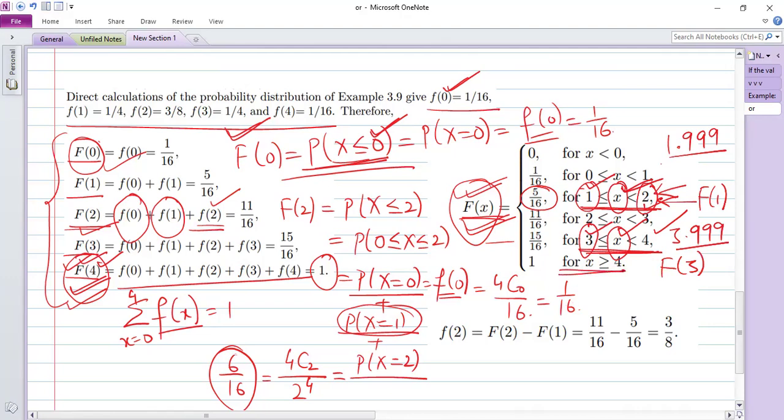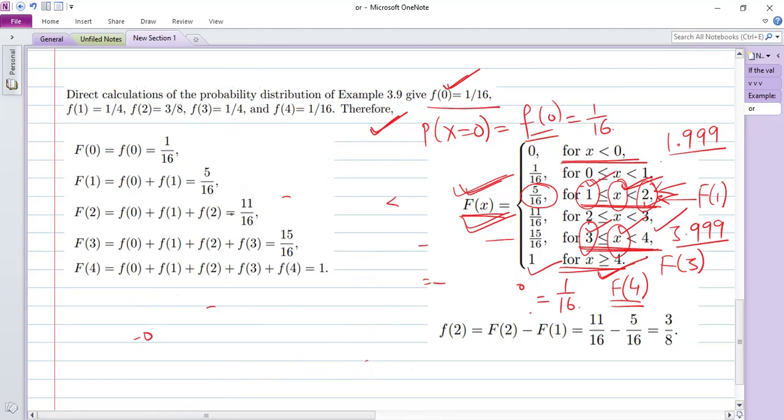Similarly, in this range, what is the maximum value which x can take? That value is 4, because 5, 6, any other value, this x is not assuming. So in this range, what are we looking for? We are looking for F at 4. And what is the value of F at 4? It is 1. So that's how to explain this way of writing or representing the CDF.